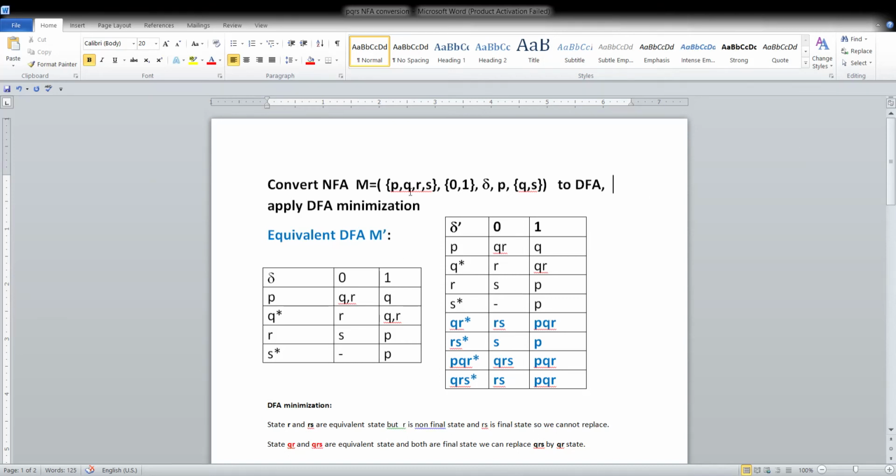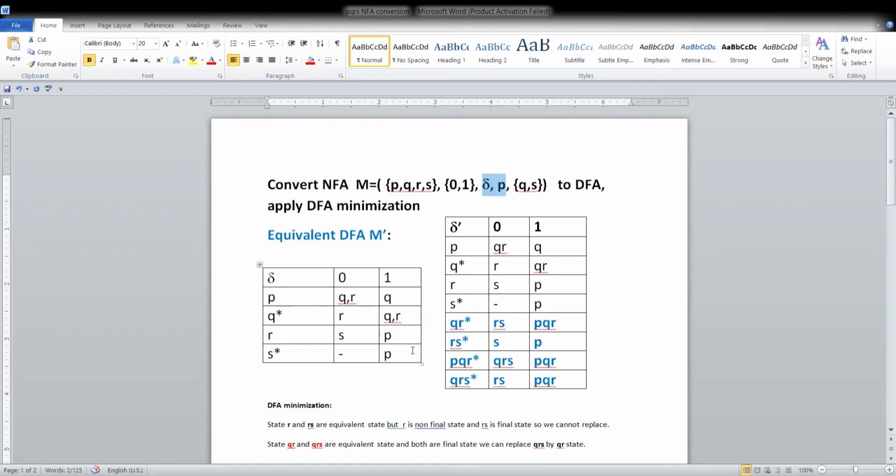Let's convert NFA to DFA. NFA is defined by 5 tuples. So this is a Q. Q is a set of states. 4 states are given: P, Q, R, S. Input is given 0, 1. P is the initial state and Q, S are the set of final states.